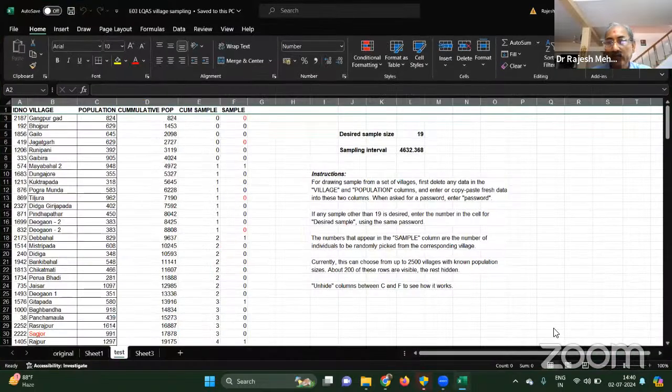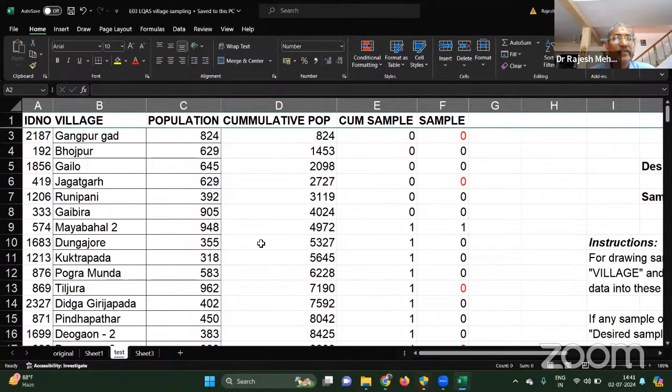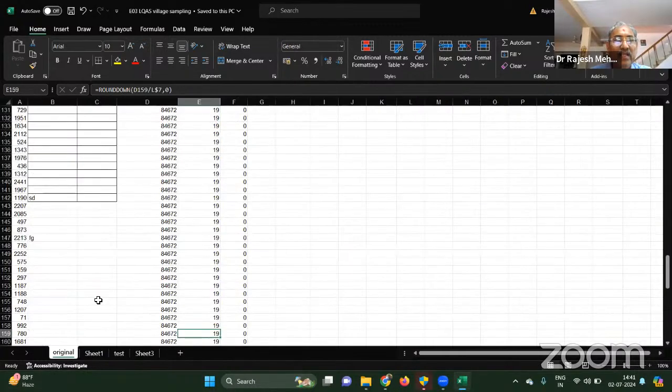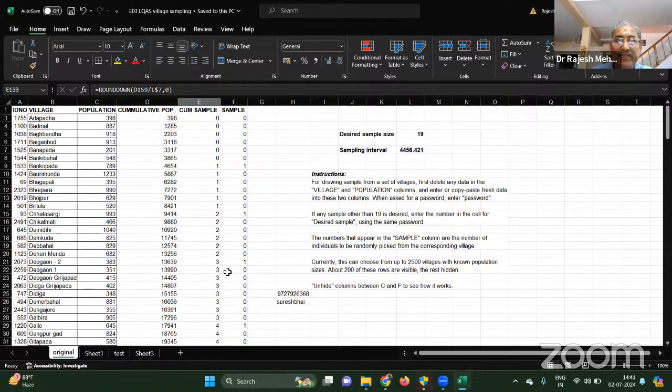Now, is this visible? This file also will be given to you, and I'll be giving only an overview of this LQAS. The actual example, you can do when you have your own sample.